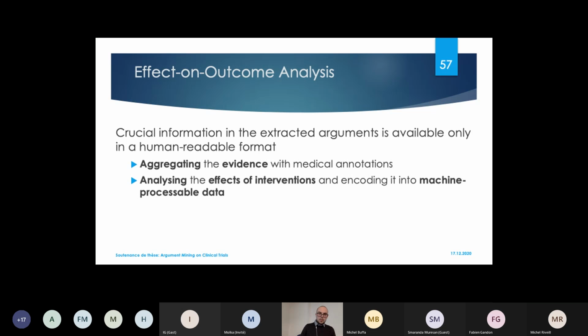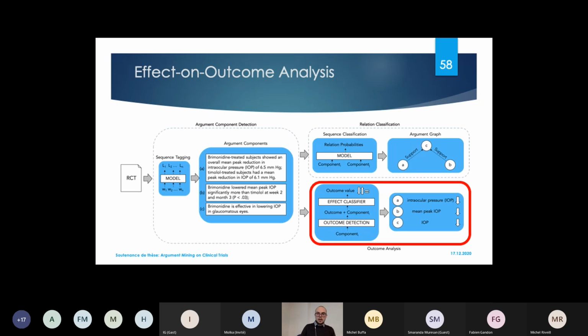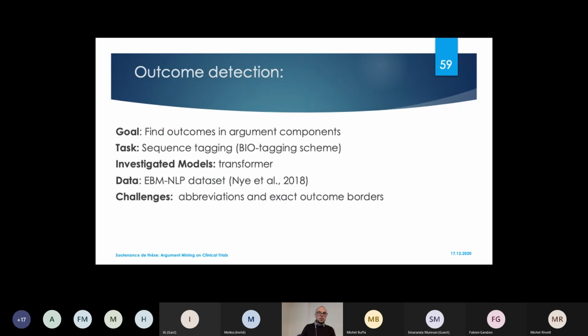And this is where the effect and outcome module actually comes in and analyzes the effect an intervention has on outcome. So for example, if the overall survival was increased or decreased. And this is then translated with PICO elements into machine processable data. If you go back to the whole argument pipeline, this is an extension which works on the argument components. And practically it consists of two sub-modules.